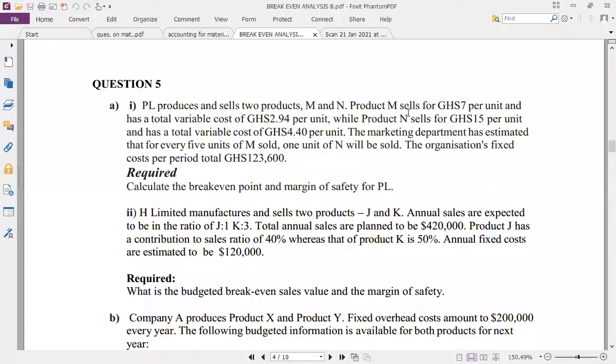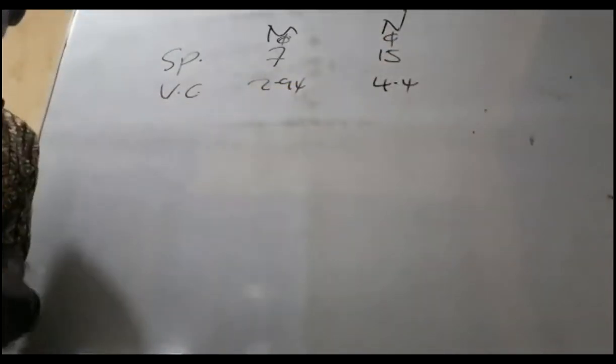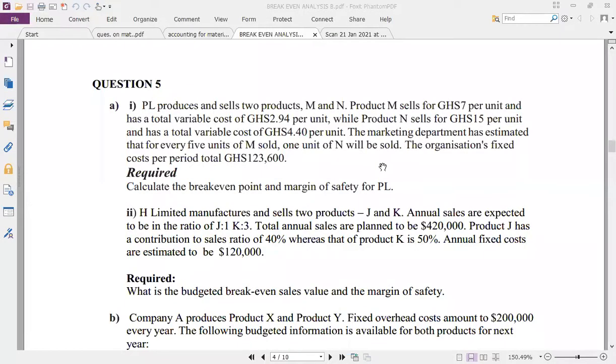And then they continue, saying that product N sells for 15 per unit and the total variable cost is 4.4. So 15 against 4.4. Here you are reporting the series in your currency. 15 and 4.4. Okay. Let's continue.